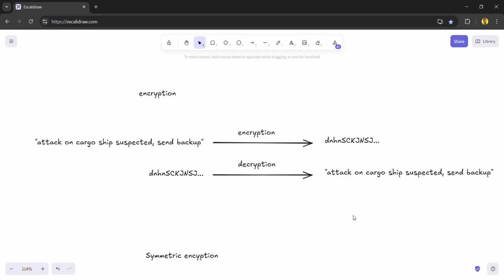In this video, I'm going to explain the topic of encryption, and I'm going to tell the difference between two types of encryptions, symmetric encryption and asymmetric encryption. So first, let's understand encryption.